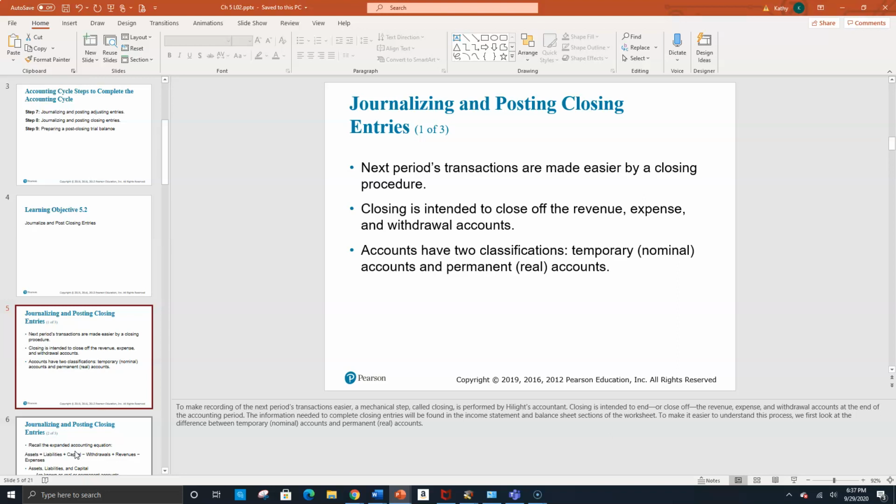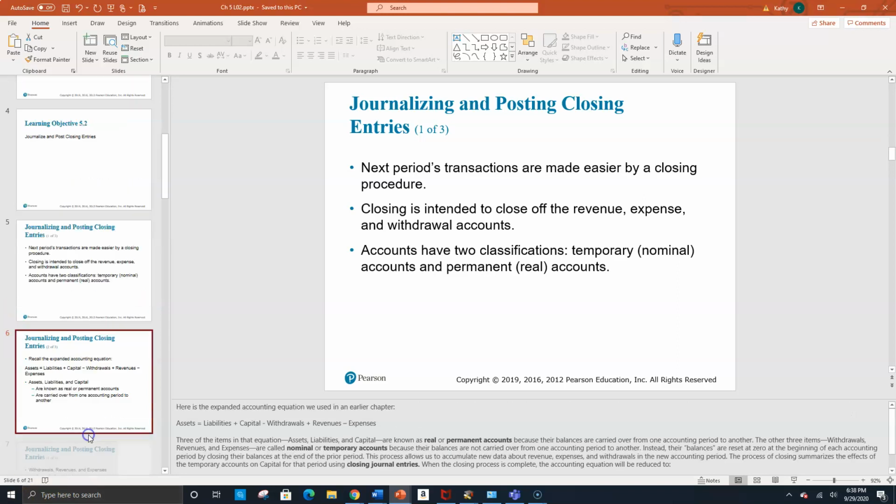Accounts have two classifications, temporary or nominal accounts and permanent real accounts. Your temporary accounts are your revenue, expense, and withdrawal accounts, and those are the ones we're going to learn how to close. It's important that you know the difference between temporary and permanent accounts. Also, the reason you do the closing is, remember, your income statement is for the period ended. So at some point, you need to reset that period and move your revenues to zero and expenses to zero to start accumulating them for a new period. So that's why we're closing them out and backing them out to zero.